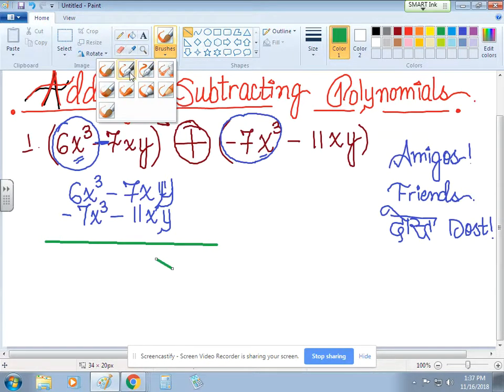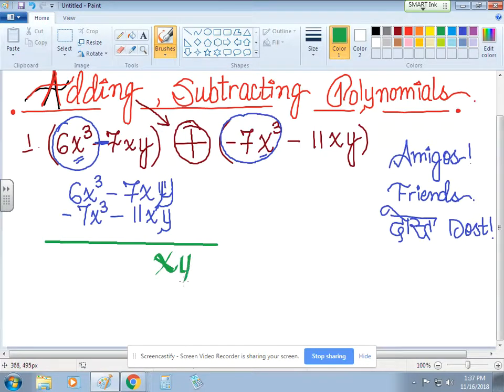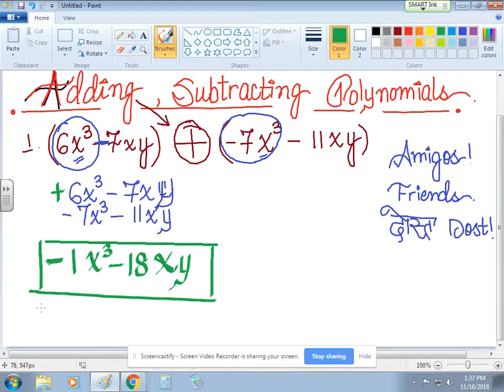Let me go back to the pen feature here. So xy, and negative 7, negative 11. Both are negative. I always add them: negative 18xy. And then this is x cubed, plus 6 minus 7. The bigger number has a minus before it, so we will subtract them. We will keep the sign of the grande number, the bigger number. So our answer will be negative 1x cubed, or negative x cubed, minus 18xy is the answer we get after adding them.